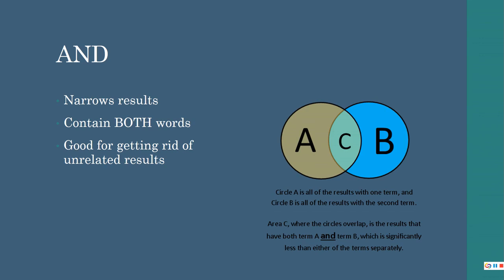The picture illustrates what using and does to your search. Circle A is all of the results with one term, and Circle B is all of the results with the second term. Area C, where the circles overlap, is the results that have both term A and term B, which is significantly less than either of the terms separately.